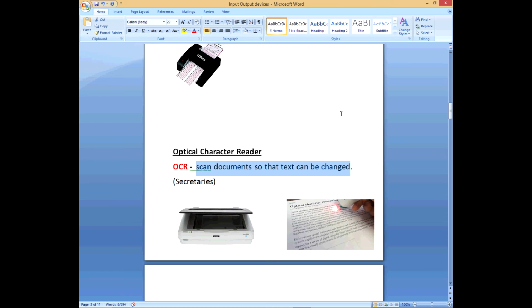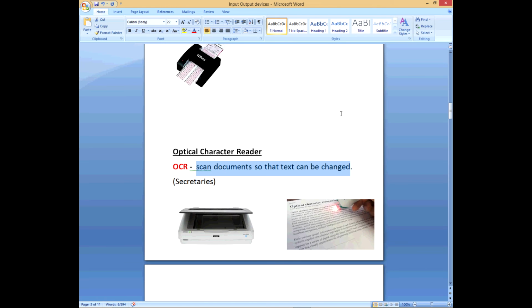Or they might get a letter and they want to change something in the letter. So what they will do is they will scan the letter and it puts it in a digital form on the computer so the words can be changed. Now, think of the OCR as a type of scanner. It is a scanner. It's a special type of scanner. It's just a scanner that you can use to input the image of the document on the computer and then change it.